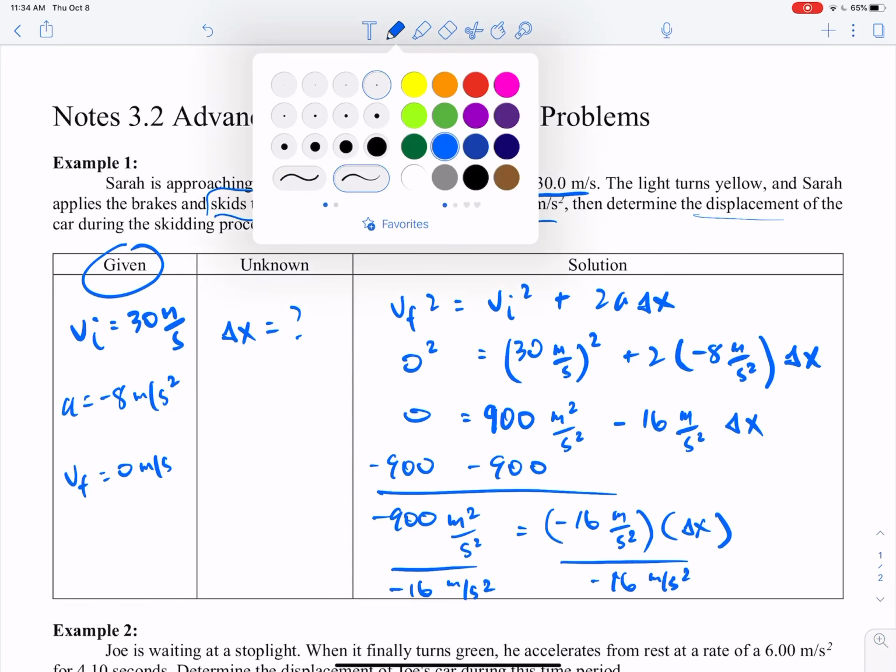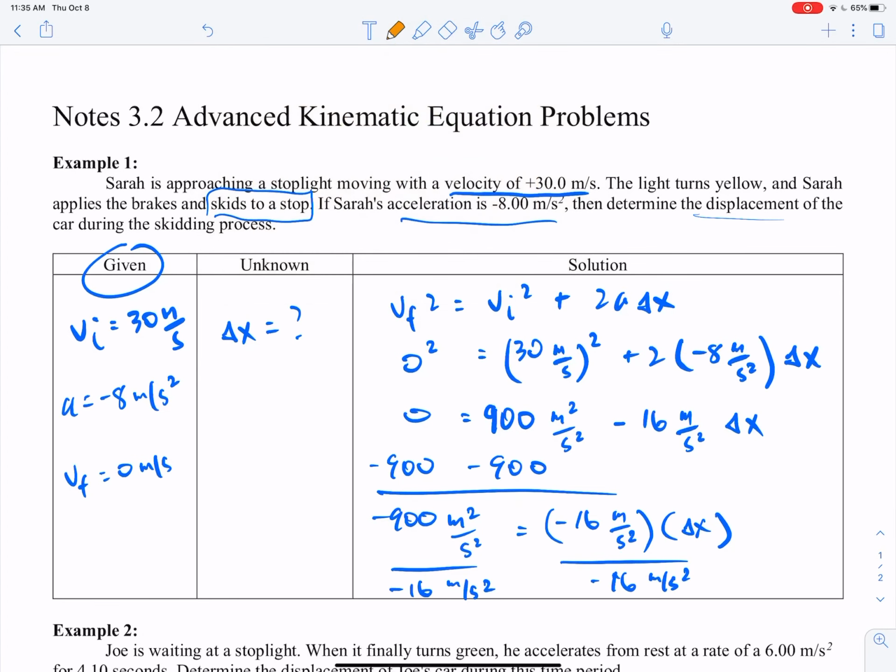So the units cancel partially. Meters go away. Sorry, they fully cancel here. But second squared in the bottom of both of these, and then meters squared on top. So one of the meters goes away, and the meter on the bottom goes away. So I'm left with a unit of meters. So delta x is simply going to be equal to negative 900 divided by negative 16, which gives me 56.25 and then meters, because those were the units I was left in.